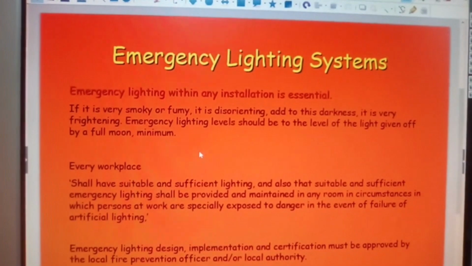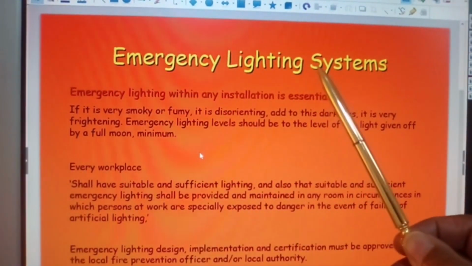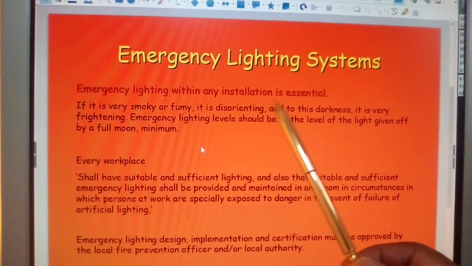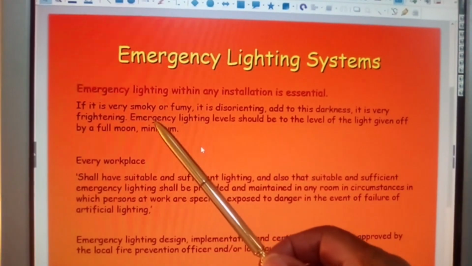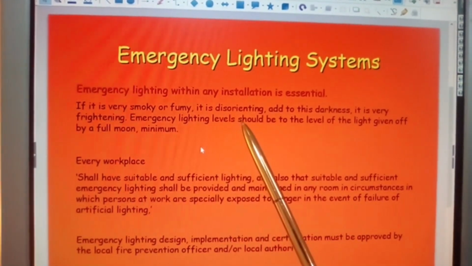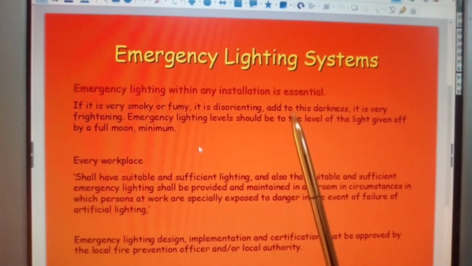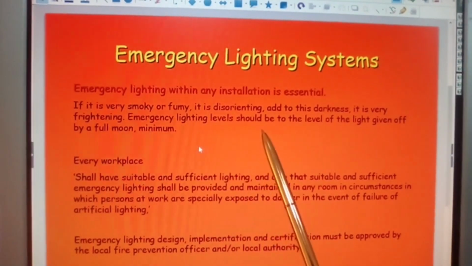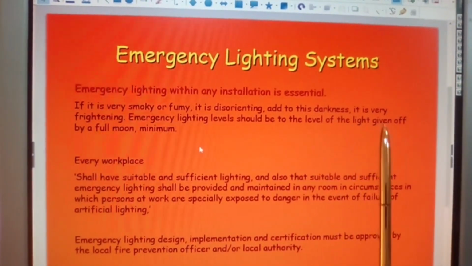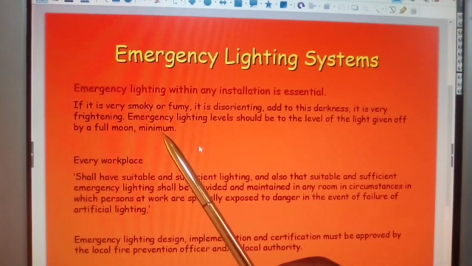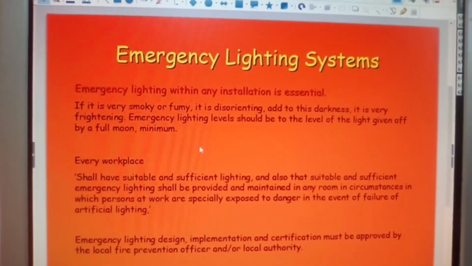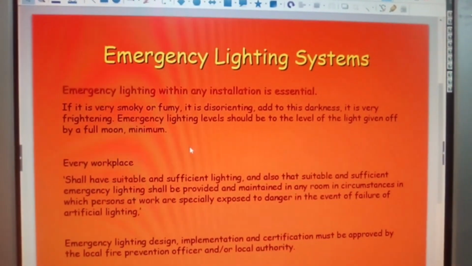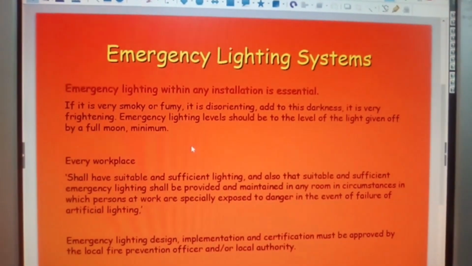Now, emergency lighting systems. Emergency lighting within any installation is essential. If it is very smoky or fumy, it is disorientating. Add to this darkness, it is very frightening. Emergency lighting level should be to the level of the light given off by a full moon minimum. Okay, that's how we calculate the value of the emergency lighting. It should be as if you were dealing with a full moon.